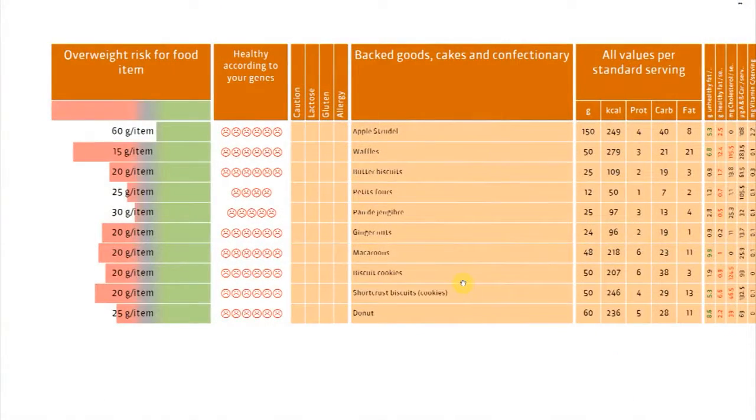Now, apple strudel, which is a kind of apple pie type, is a lot less of a problem because one item is 60 grams. So what this means is small and green bars are bigger portions for you, and large and red bars mean it's a very small portion for you.